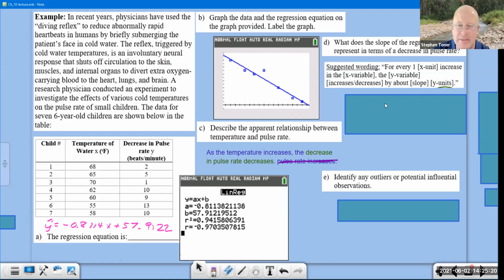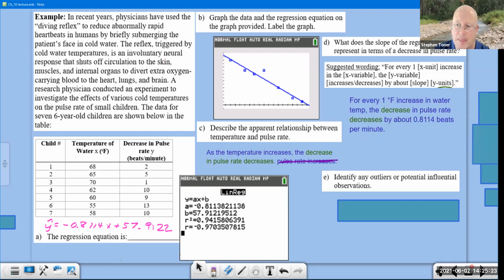And again, it's going to be a little bit awkward of a wording. For every one X unit, well, my X unit was degrees Fahrenheit. We saw that at the top of our chart there. Increase. We always talk about an increase here in water temperature because that was our variable there. When we are talking about rise and run, we're always running to the right. So it'll always be an increase for the X variable. And then we're going to have the decrease here because our slope is negative. We had a negative 0.8 slope. So there'll be a decrease in pulse rate.